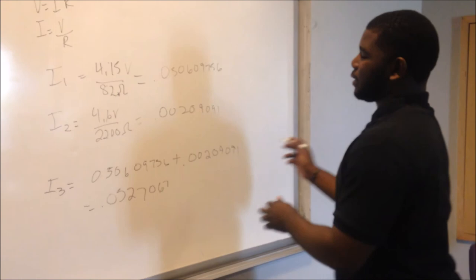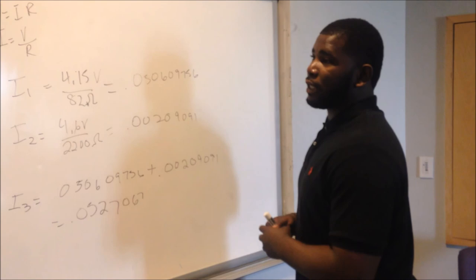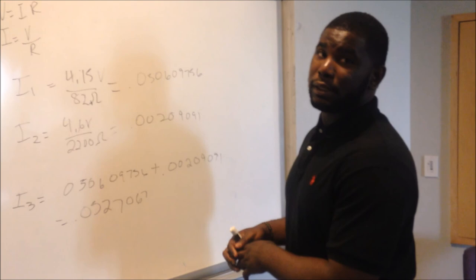And the reason why the numbers are slightly off and not precise, the error came in when the battery shorted out and lost energy. That's what made the whole thing not precise. And that's how we got I3.